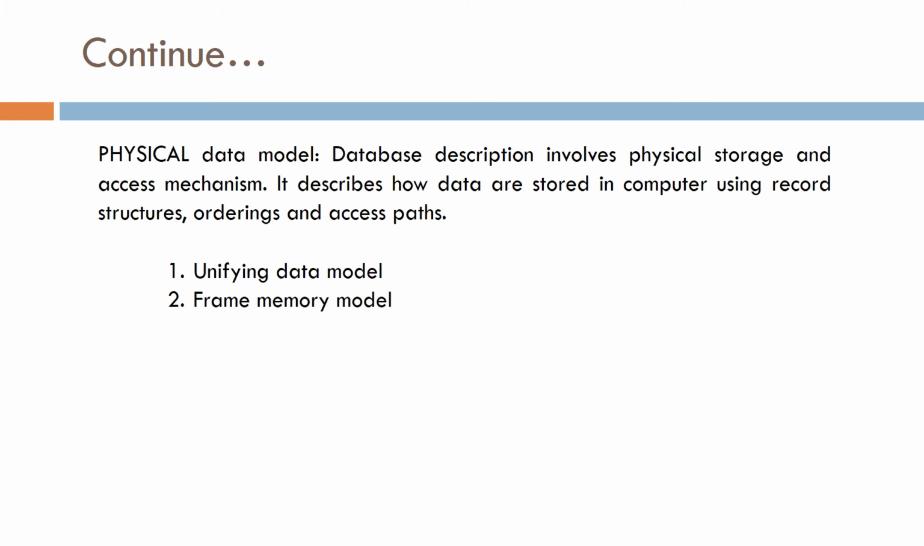Physical data model is the third type of data model. Here database description involves physical storage and access mechanism. It describes how data are stored in computer using record structures, ordering, and access paths. There are two examples of physical data model, and these are unifying data model and frame memory data model.